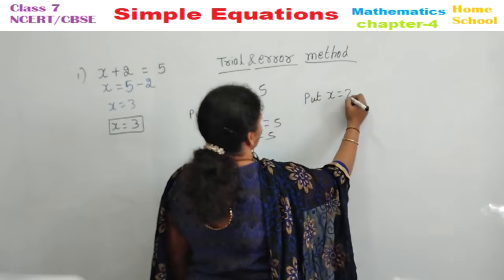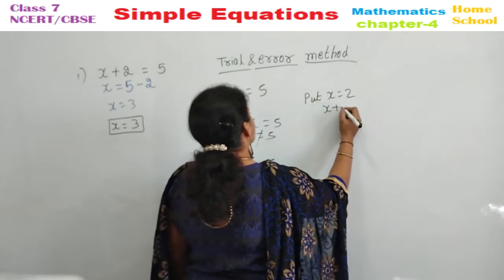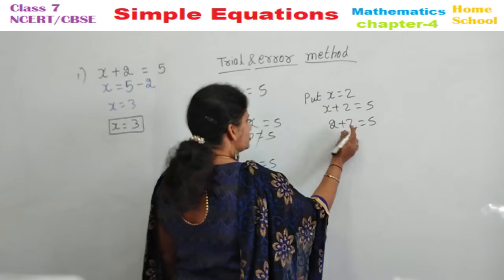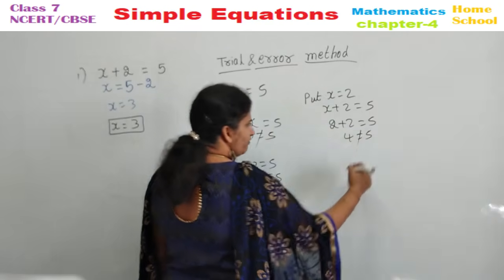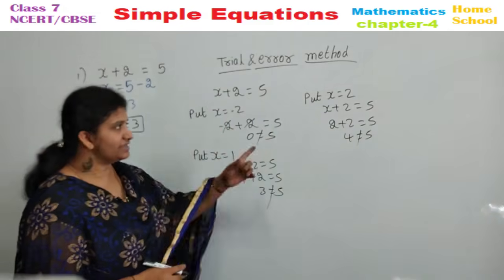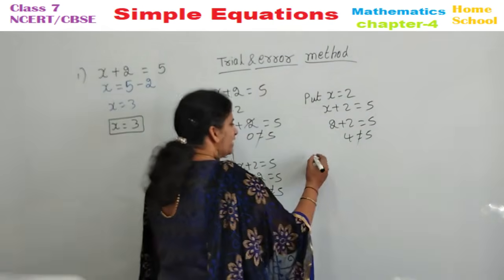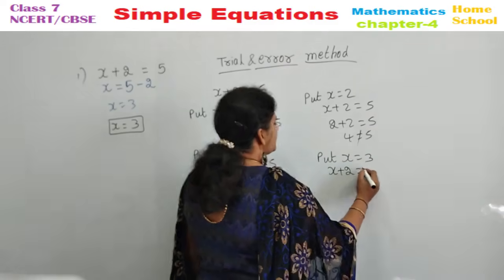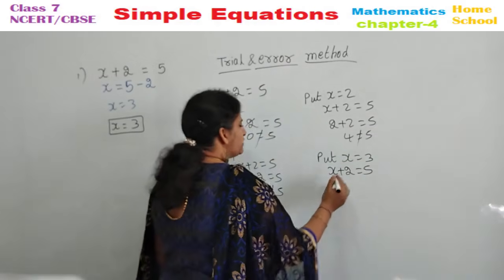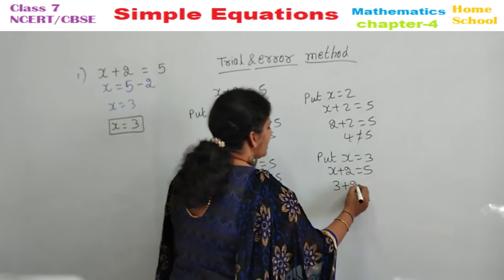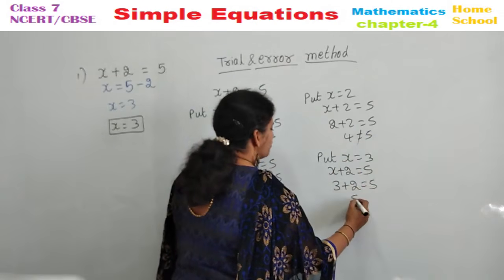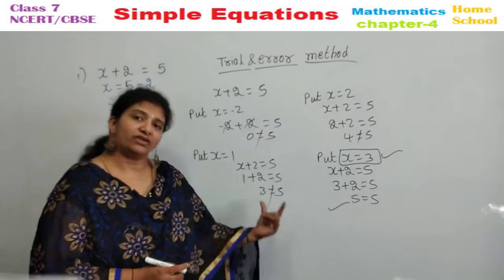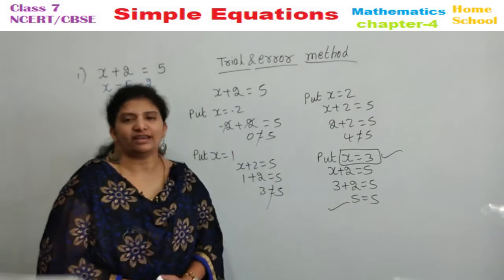Put x is equal to 2. x plus 2 equal to 5. 2 plus 2 equal to 5. 2 plus 2 is 4. Is 4 equal to 5? No, not equal. Then this is also an error. Then go with another one. Put x is equal to 3. x plus 2 is equal to 5. In the place of x, substitute 3. 3 plus 2 is equal to 5. 3 plus 2, 5. 5 is equal to 5. Exact value. How did we find this? By the trial and error method.